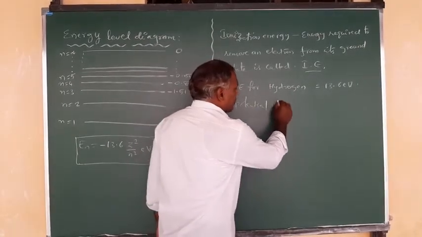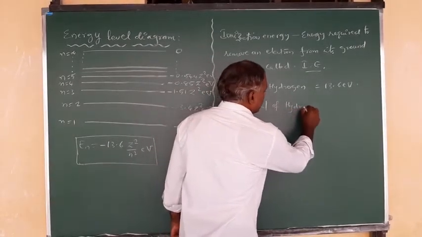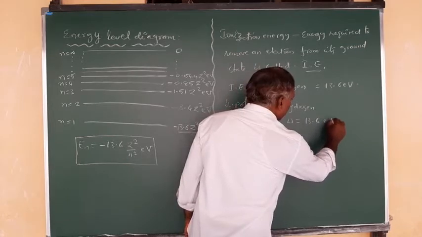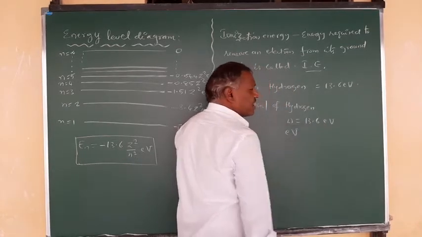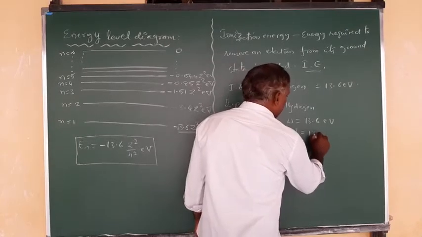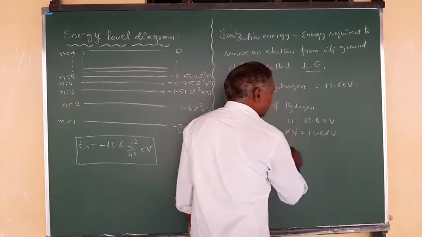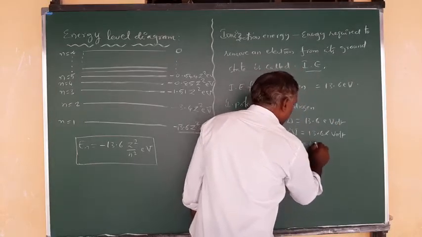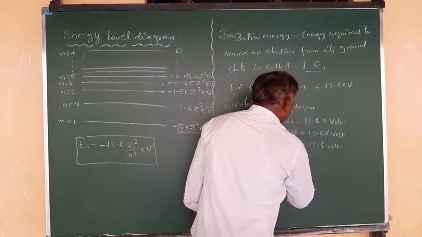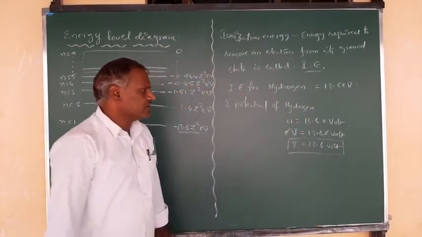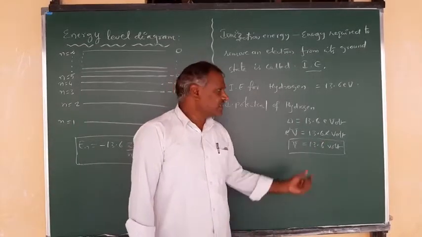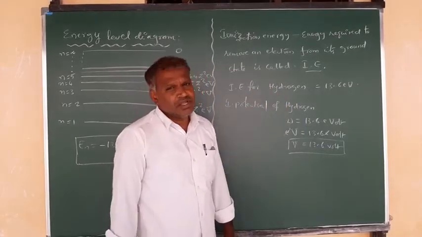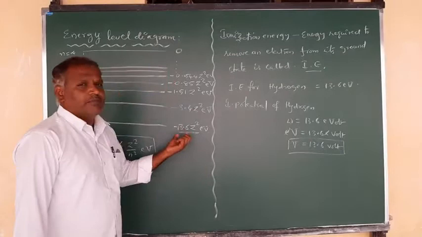So the ionization potential of hydrogen, the work done is equal to how much? 13.6 electron volt. So this work done can be written as charge into potential is equal to 13.6 electron volts. So the electron charge is cancelled, and how many volts do you have? Here V is equal to 13.6 volt. So the ionization potential for hydrogen is given as 13.6 volts. Like this you can calculate the ionization potential or ionization energy for any element, right?